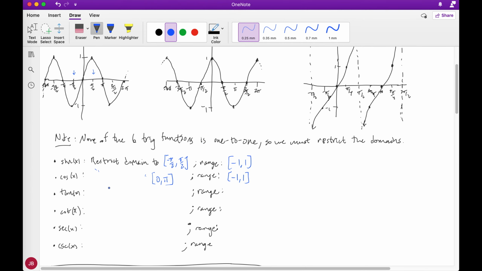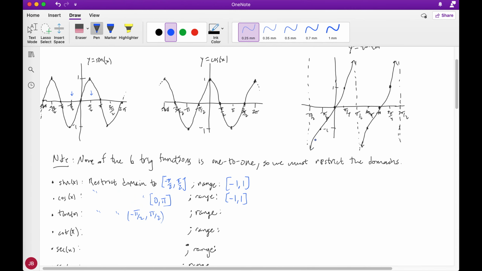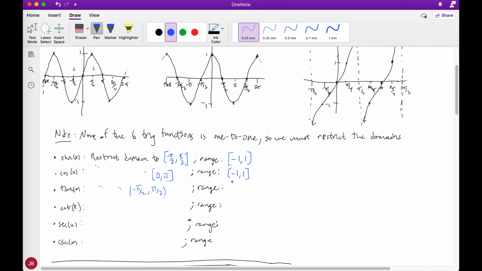Okay, tangent, we already said minus pi over 2 to pi over 2. And you'll observe that I can't include the endpoints like I did with sine because I have asymptotes at minus pi over 2 and pi over 2. That much we do know from when we were graphing. And now the range, what are all the y values that are hit by this curve between minus pi over 2 and pi over 2? I think all of them, right? So the range is minus infinity to infinity.